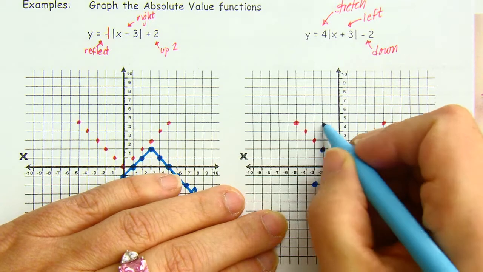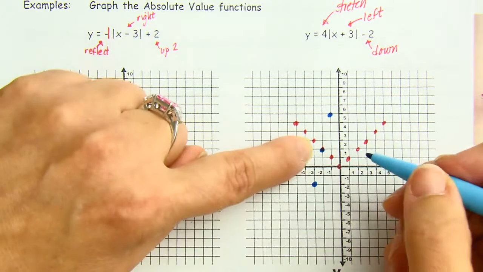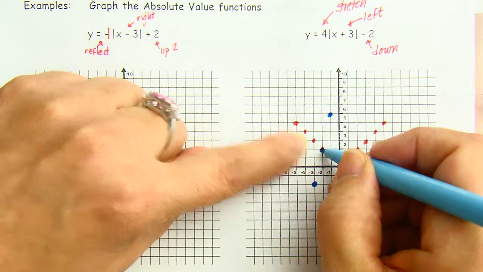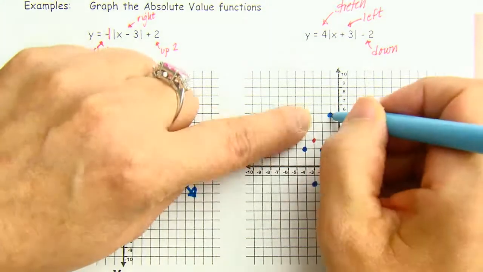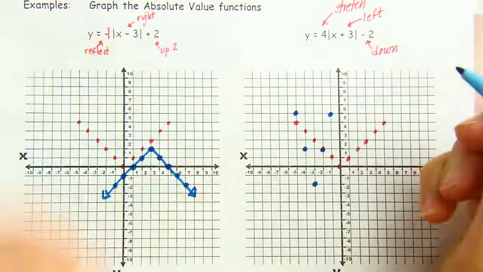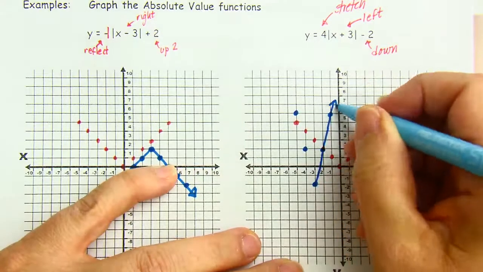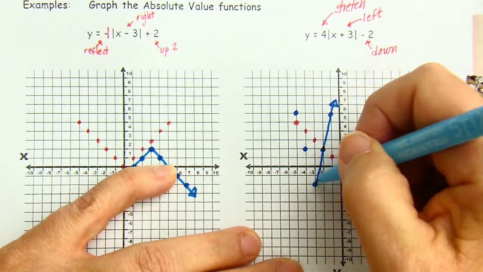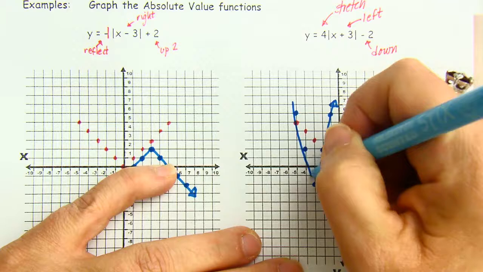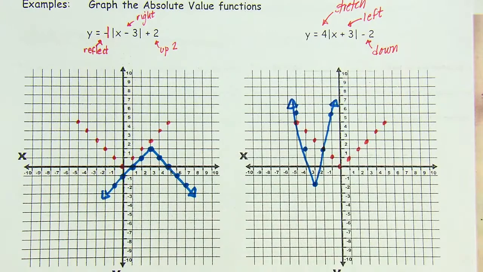1, 2, 3, 4 to the right 1. Here's my reference, my axis of symmetry. If I'm to the right 1 here, I've got to be to the left 1. And if I'm to the right 2, I've got to be on the left side here, 2 units. And then I connect my points. Make sure you have arrows on your graph. And there's my stretch.